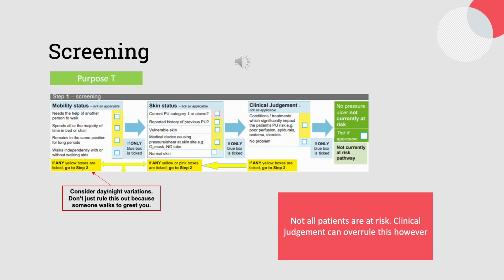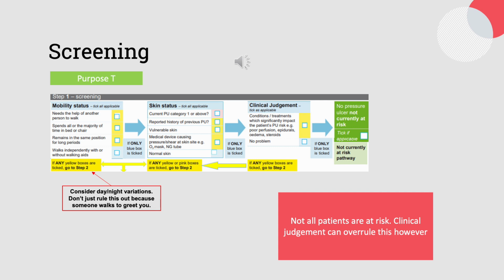With mobility, I won't go through it in detail, but depending on which box you tick, if the person walks independently with or without aids, then you'd move across to the right to the next box. If, however, you ticked a yellow box here, you just move straight down to the full risk assessment. For me, one of the pointers which I feel is important here is the kind of conversations you have with people and how you ask these questions.